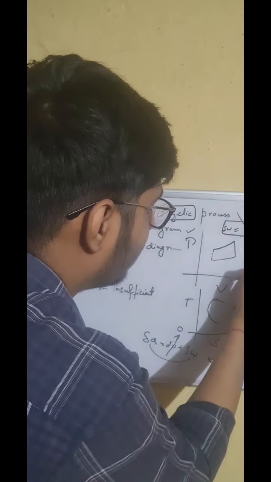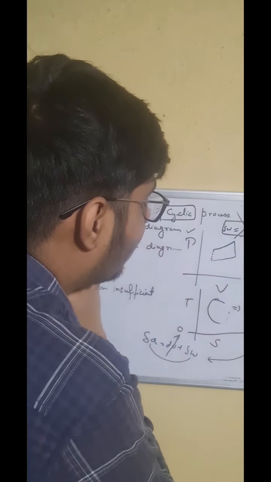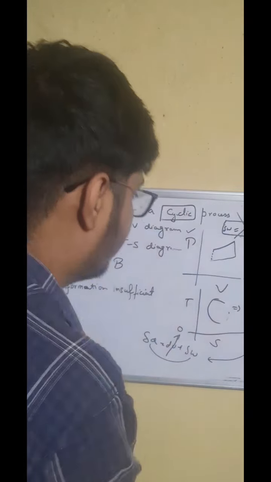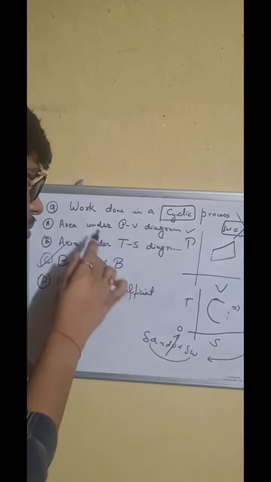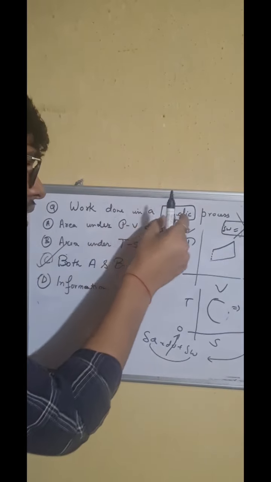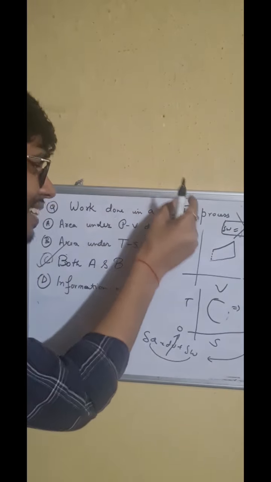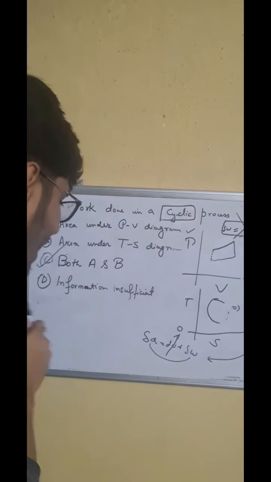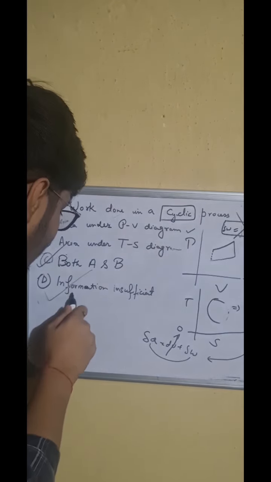Now you can't apply this formula of work done. Now the area under the curve will not give you the work done, right? So the question has an ambiguity that it hasn't mentioned that which kind of cycle it is talking about. So the correct answer is going to be information insufficient.